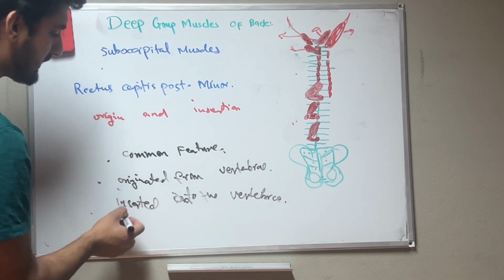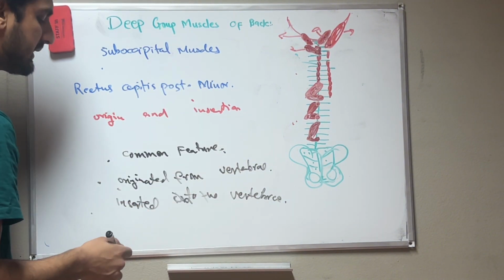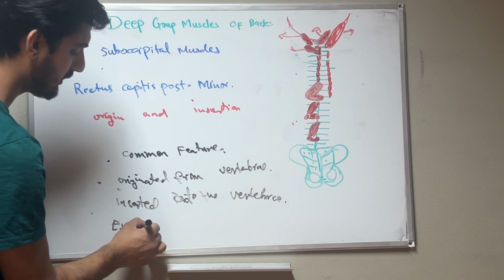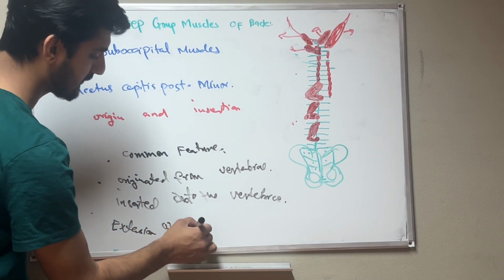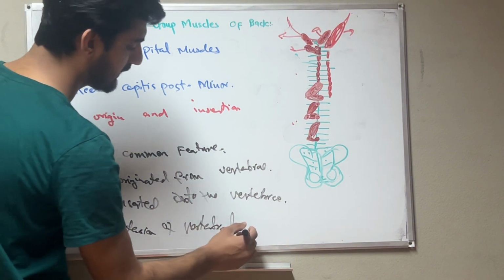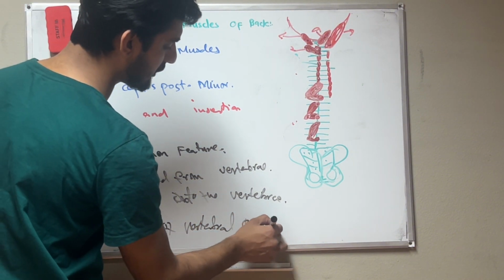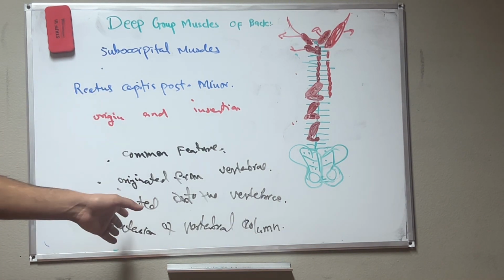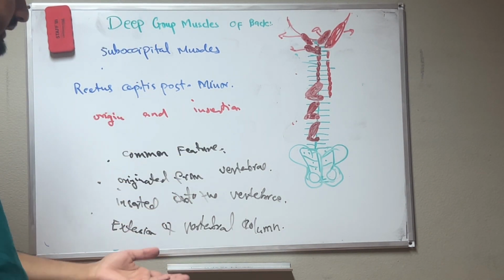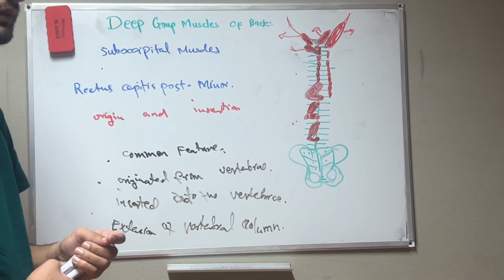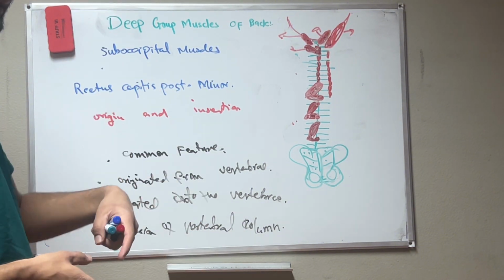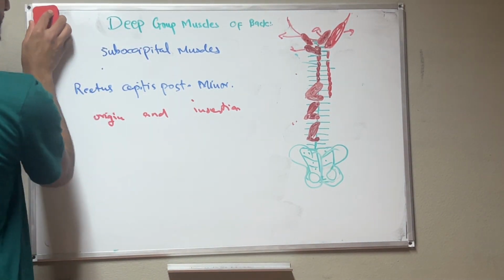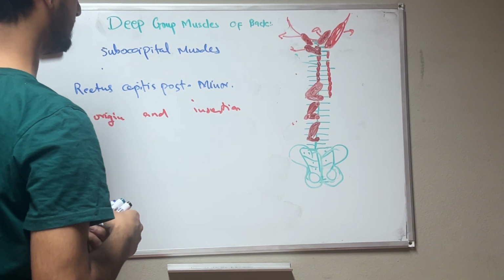And the common function between these deep back muscles is that they help in the extension of the vertebral column, because we have vertebrae in the vertebral column. These are the common features which I told: they originate from the vertebra, insert into the vertebra, and extend the vertebral column, okay. These are the common features of all deep back muscles. But we are discussing the rectus capitis posterior minor and major muscle, okay.